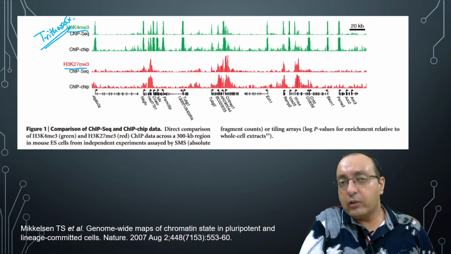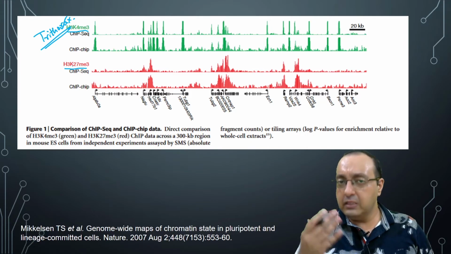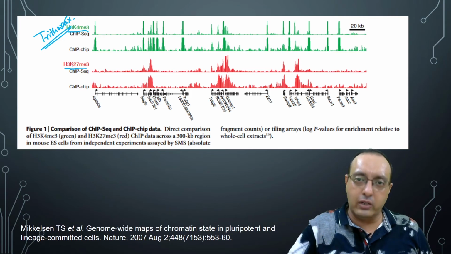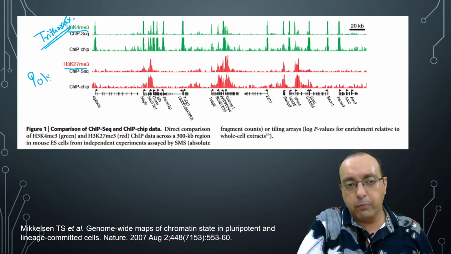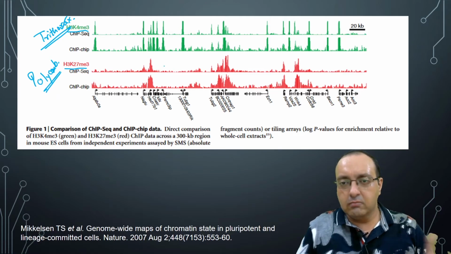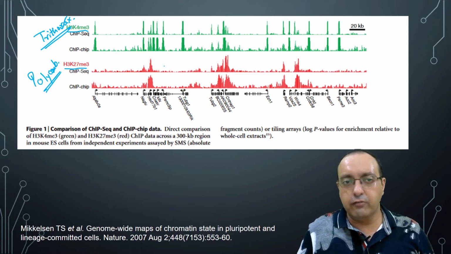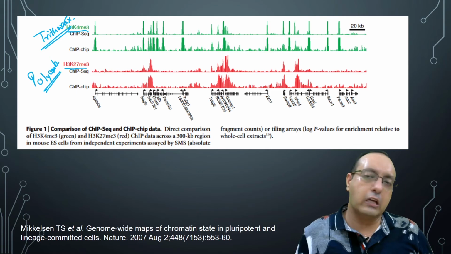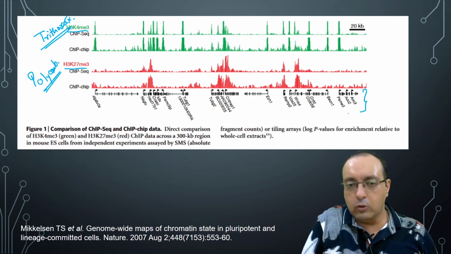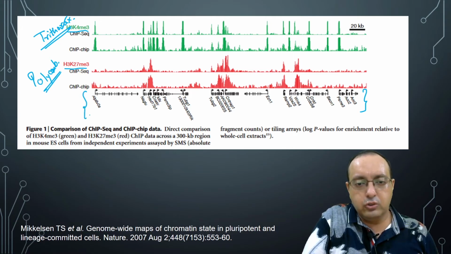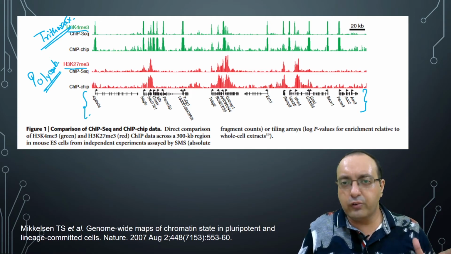And H3K27 trimethylation basically means histone 3, lysine 27, and a trimethyl group is added. This is deposited by the polycomb group of proteins, and this is involved in gene silencing. That's why it's labeled in red here, and green for the trithorax H3K4 trimethylation. So here you can see the snapshot of the chromosome. This is the mouse genome, around the 300 kb region.